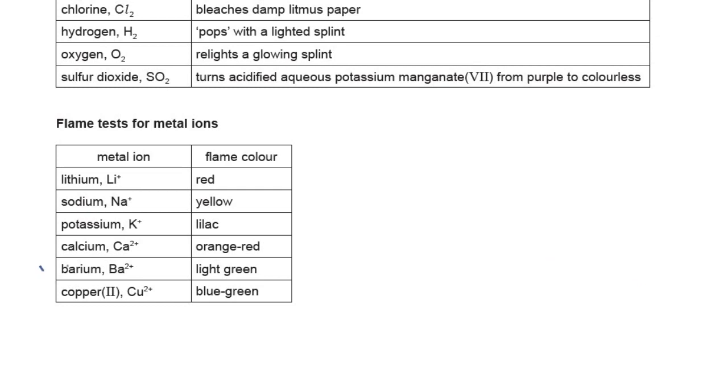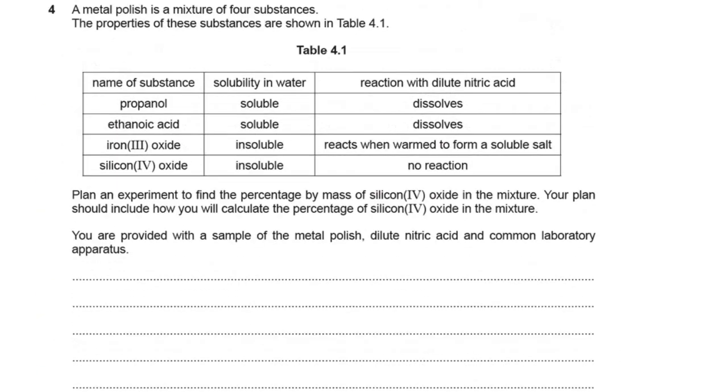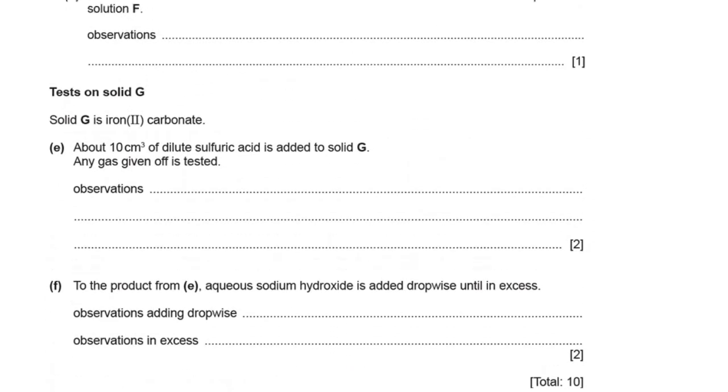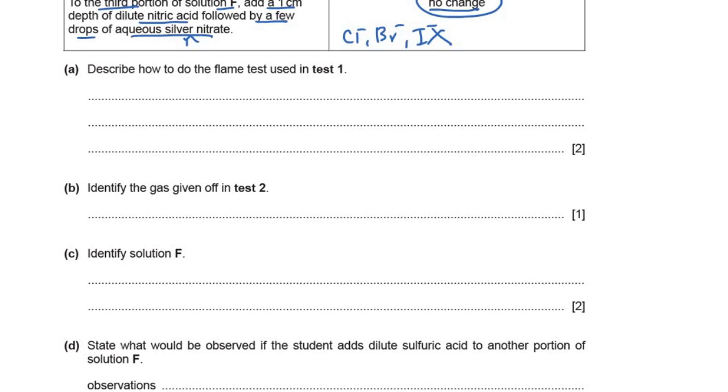If the flame test is light green color, that shows barium as a cation is present in our solution. So we have already identified that barium as a cation and nitrate as an anion is present in our solution F. Now let's look at the questions. Describe how the flame test is used in test 1.